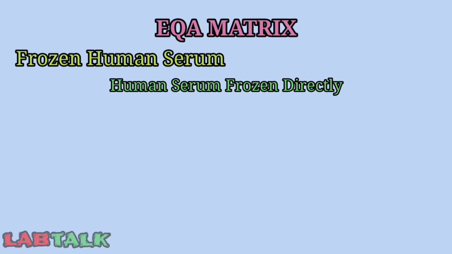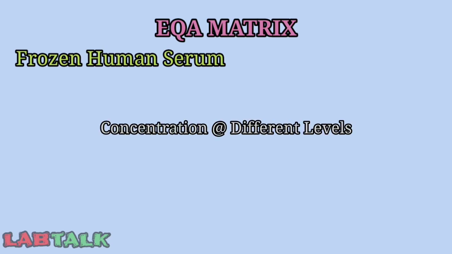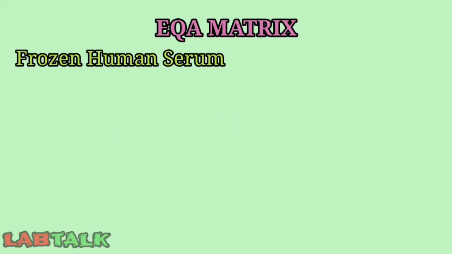What are the characteristics of this frozen human serum? It is the most ideal matrix that can be used for EQA, but it is very expensive. It is difficult to obtain different concentration levels. As it is a normal human serum, it is very difficult to obtain material at different concentration levels without spiking. Stability is one of the main issues with this frozen human serum.